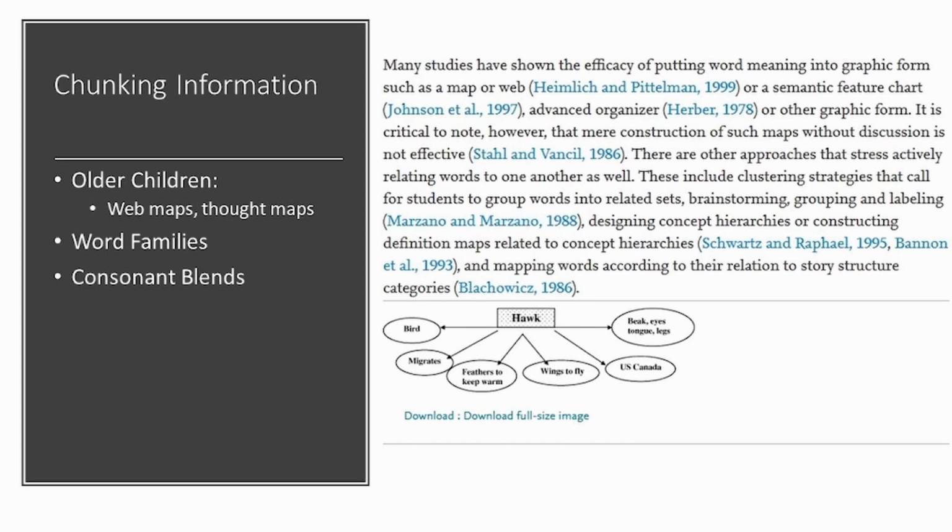It goes on to say there are other approaches that stress actively relating words to one another as well. These include clustering strategies that call for students to group words into related sets, brainstorming, grouping, and labeling, designing concept hierarchies or constructing definition maps related to concept hierarchies, and mapping words according to their relation to story structure categories. So, for example, here they give the example of hawk, and then the different ideas, bird, migrates. So all these different components of what's related to hawk. So this is something you can do for older children. We can help start chunking information together. All these separate ideas, all these separate words, we can bring them together.